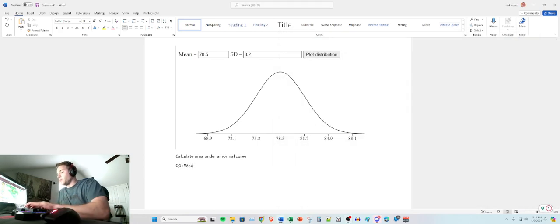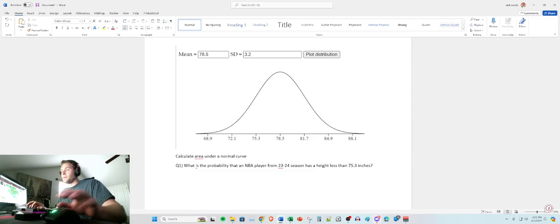We're going to ask, what is the probability that an NBA player from the 23-24 season has a height less than 75.3 inches? Okay.